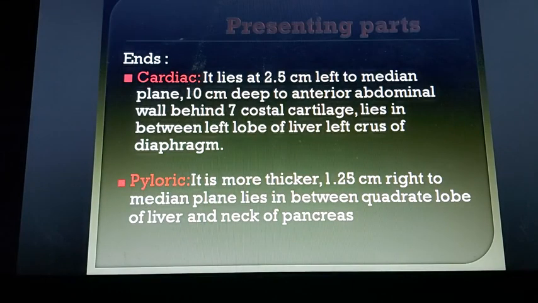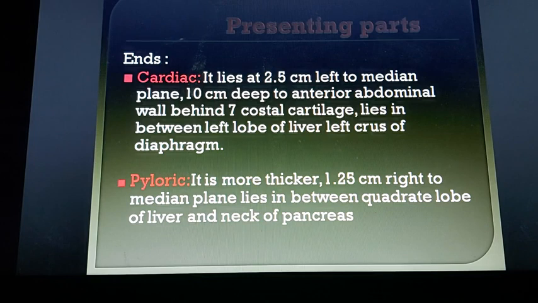Coming to the ends of the stomach, that is the cardiac part and the pyloric part. The cardiac part lies 2.5 centimeters left of the median plane, 10 centimeters deep to the anterior abdominal wall, behind the 7th costal cartilage. It lies in between the left lobe of the liver and the left crus of the diaphragm. So that is the cardiac end.